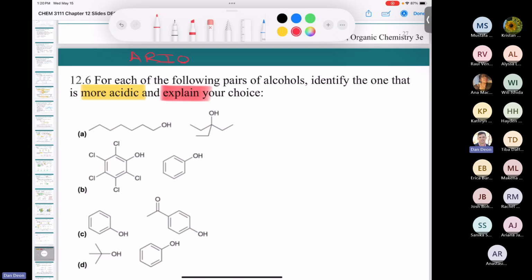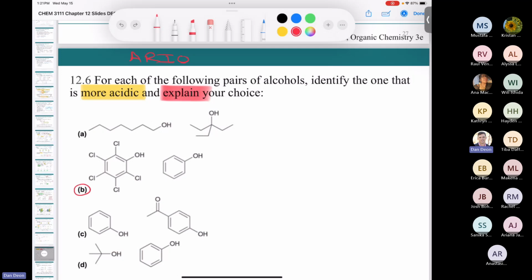I tell you what, why don't we start with B? Okay, we'll start with B. We've got this, what would you call this? 1, 2, 3, 4, 5. You'd call that pentachlorophenol versus phenol. Could anybody tell me which one of those would be more acidic? Would it be the first one or the second one? Yeah, thanks, Erica. It's going to be the first one.